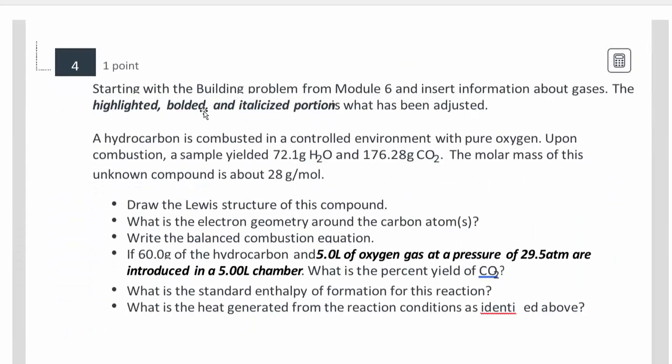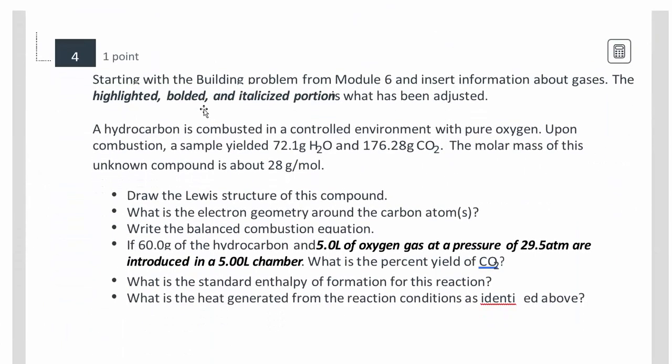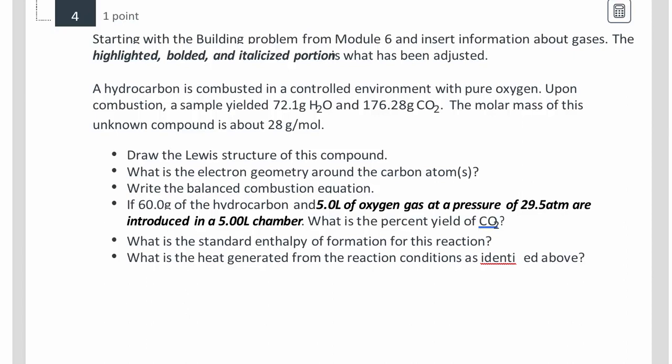So now let's work on this building problem. This building problem we've been working on throughout the course. And the part that changed here is this bit right here. This is the only part of the problem you must answer for this homework, but you should still remember how to do the rest of this problem. So if 60 grams of this hydrocarbon and 5 liters of oxygen gas are at a pressure of 29.5 atmospheres, it is under pressure, and that is introduced into a 5.00 liter chamber, what is the percent yield of carbon dioxide?